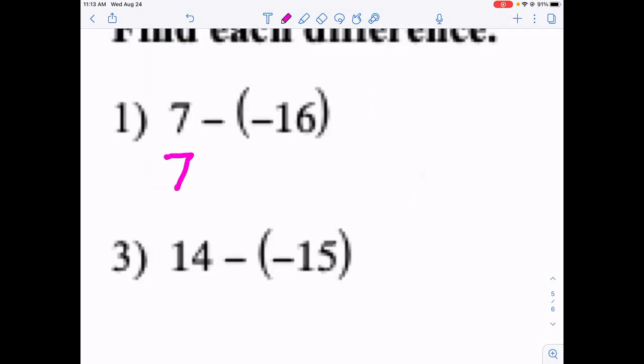Keep, change, change. And then it would be 7 plus 16, which is 23. Does anybody disagree with Brady's work? No. Okay, we have our keep, change. 7 plus 16, we're just going to add those numbers to get 23.